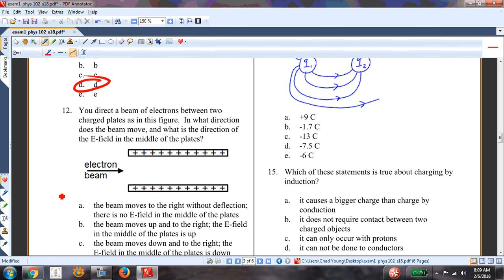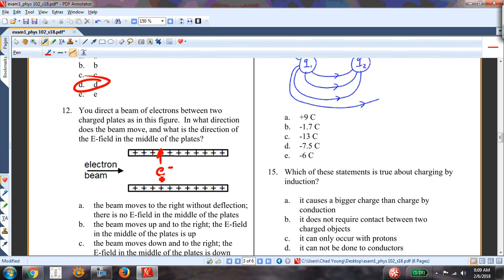You direct a beam of electrons between two charged plates in this figure. In what direction does the beam move? Very common way to move charged particles is to put them between two metal plates that are charged. In this case, imagine my electron comes in here. It's in between these two positive charges.